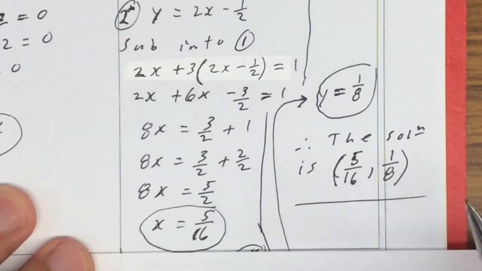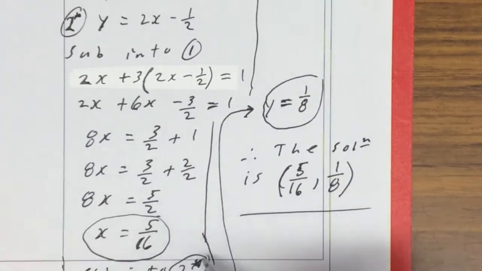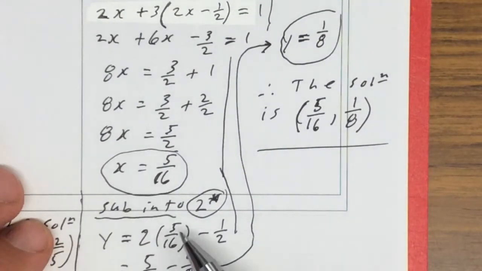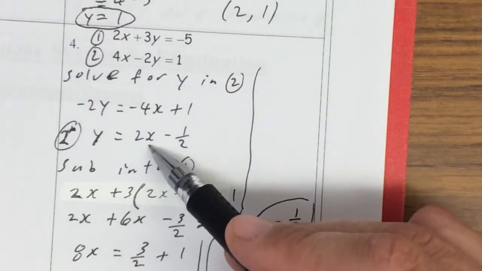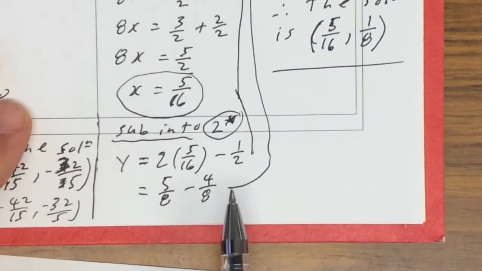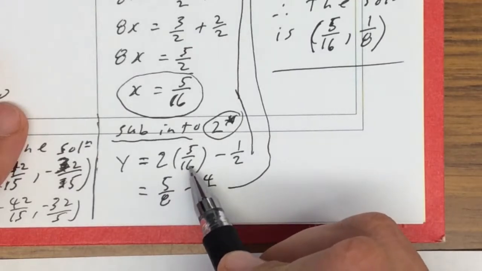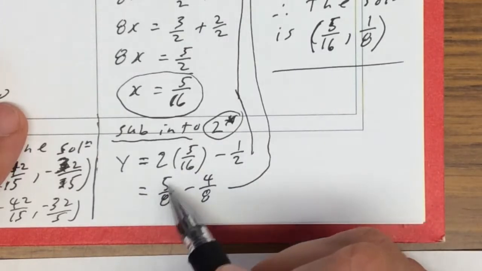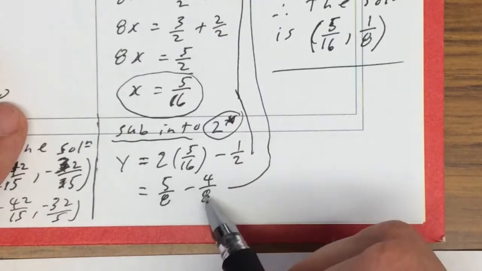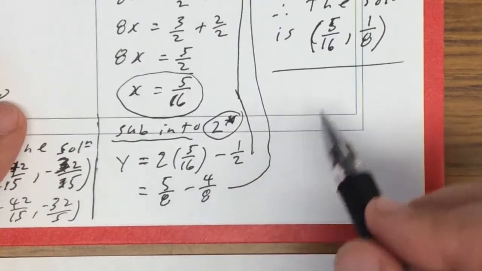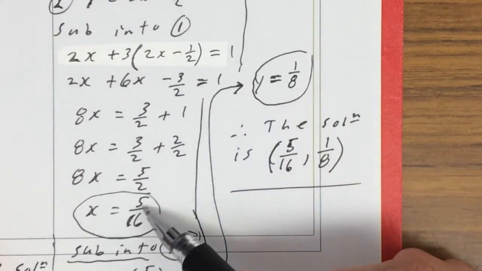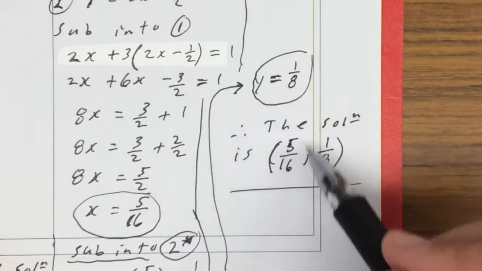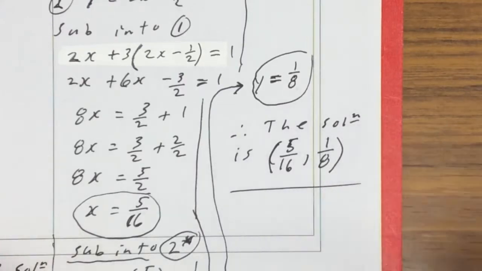Okay, so not a nice looking coordinate. Now, sub that into 2 star. So 2 star was an expression for y. So I'm going to sub my x into that, and I get the y directly. So 2 times 5 over 16 minus 1/2 was 5 over 8 minus 4 over 8, all common denominators. And that gives me y equal to 1 over 8. So x equals 5/16, y equals 1 over 8. There's the point of intersection.